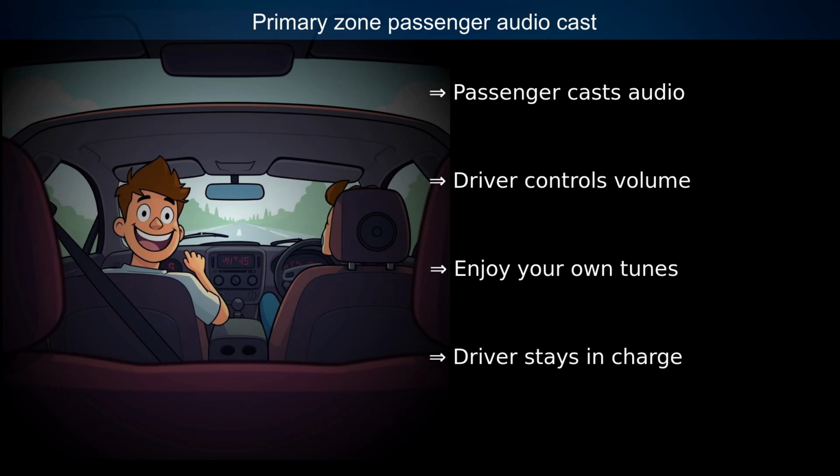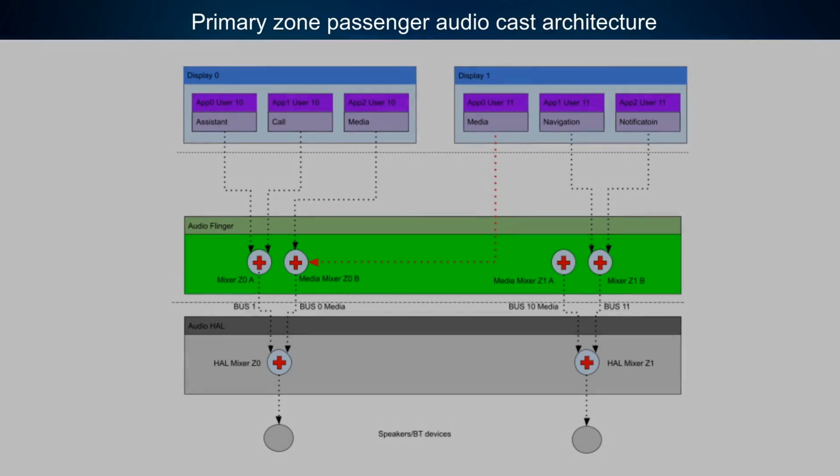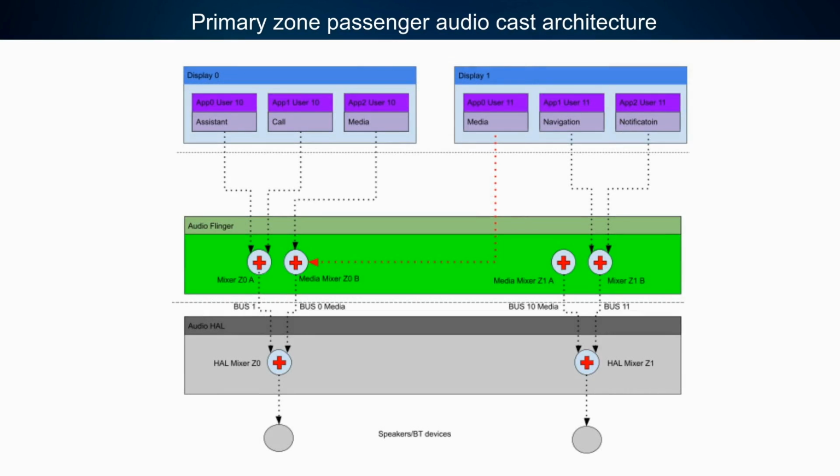The primary zone passenger audio cast is a feature introduced in Android 14. It allows passengers to cast their media audio to the main cabin, while the driver remains in full control. This diagram illustrates how audio from various apps is routed to the car's audio system. First, at the top, we have two displays, one for the driver and one for the passenger. Both displays have apps running. Notice the red dotted line coming down from the passenger's display. This line represents the audio from the passenger's display, specifically from the music app.